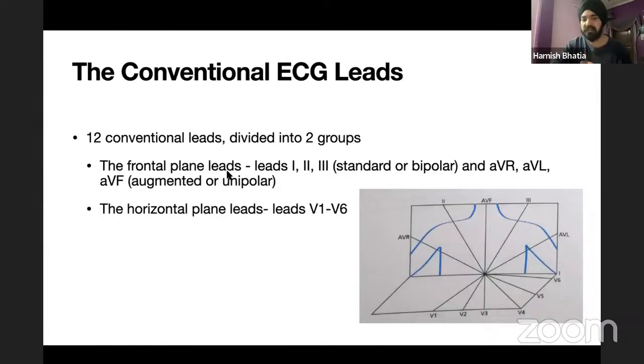Now the frontal plane leads are also of two types. One is the standard or bipolar leads 1, 2, 3, and the other is the augmented or unipolar leads. So first of all, what is the meaning of standard and what is the meaning of augmented here? Standard means that whatever the leads record, they just present on the paper.